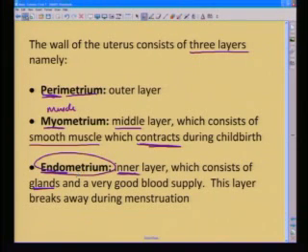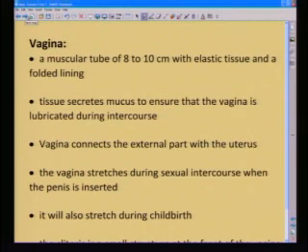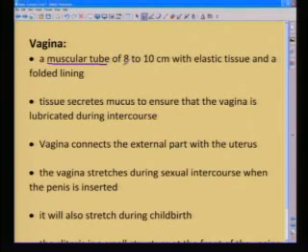So let's move on. The vagina. The vagina, clearly a muscular tube. It's got to be muscular because those muscles stretch during childbirth. And they also, by the way, dilate, which means they get wider. They dilate during copulation or sexual intercourse. So the muscular tube, it's about 8 to 10 centimeters long. It has elastic tissue, very important, and a folded lining.